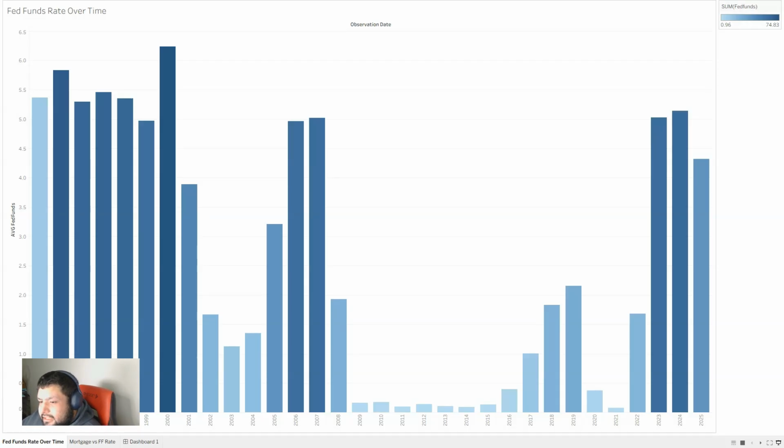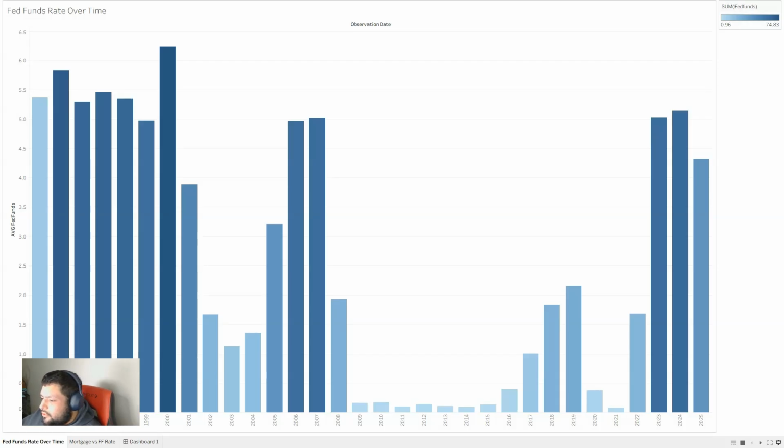This chart communicates how the Fed responds to economic shocks by aggressively lowering rates and then slowly increasing them during recovery. Because if you increase them too quickly during recovery, you stunt the growth of that recovery.